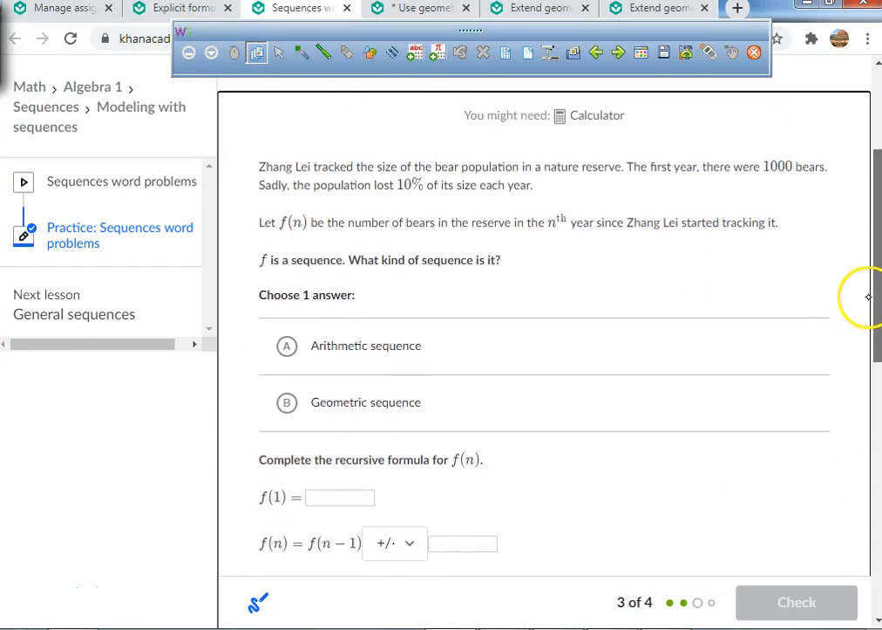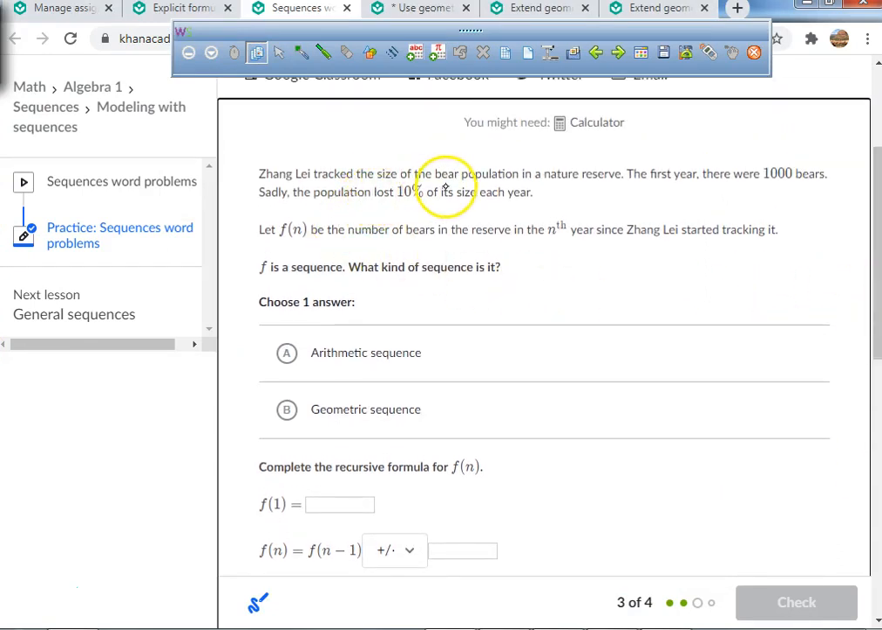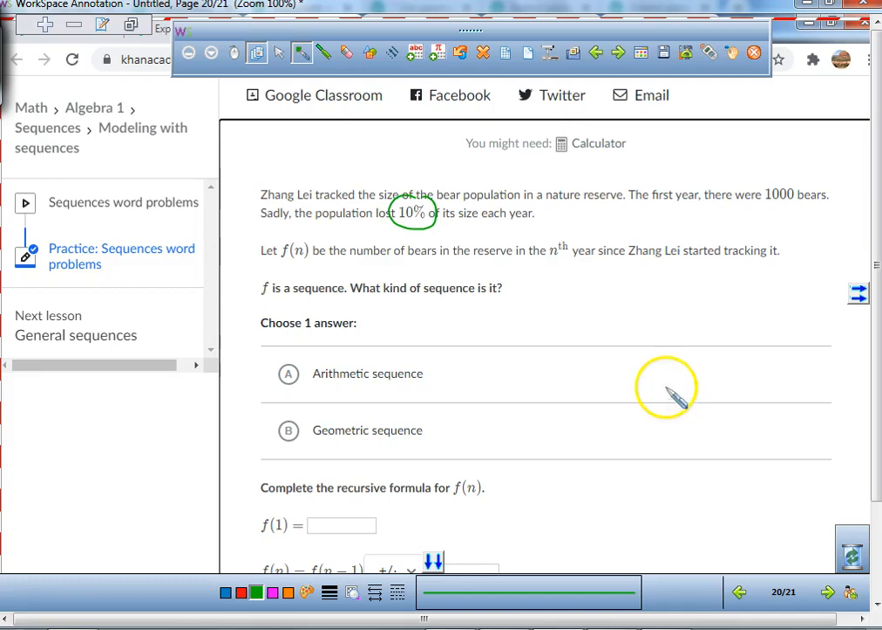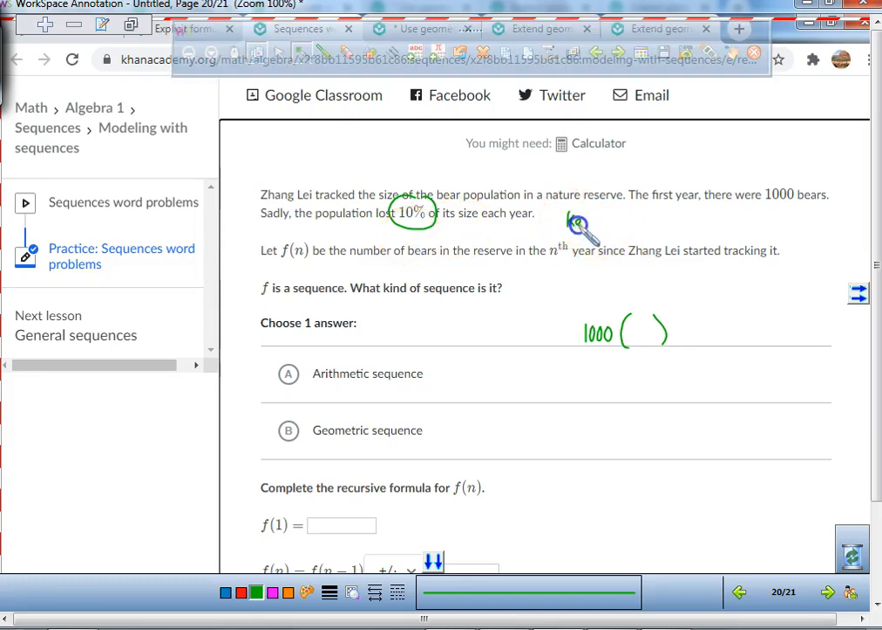All right. Zhang Li tracked the size of a bear population in a nature reserve. The first year there were 1,000 bears. Sadly, the population lost 10% each year. Okay, so if it's losing 10%, it's being multiplied by a factor. Ready? So what do we start with? 1,000 bears. If it's losing 10%, what's it keeping? It's keeping 90%. Well, what's the decimal for 90%? 0.9. So I'm going to put 0.9. That's kind of tricky. I like it. Okay. After what? n minus 1.